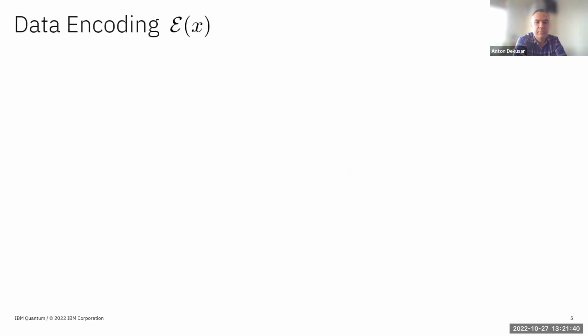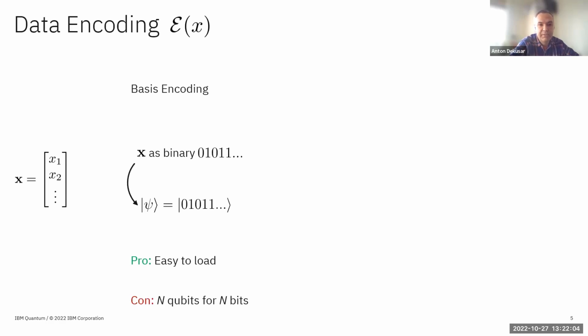Okay, so first, a very important step, data encoding, right? Imagine we have a vector, x1, x2, and so on. This is our classical data. There are no qubits, there are just bits here. And we want to load this data somehow into a quantum computer. So how can we do that? There are different ways. The easiest one is just to convert our data into a binary representation and encode each single bit to a single element of our state. So basically, we should have the same state as the binary representation of our data. It's easy to do, but it requires n qubits for n bits.